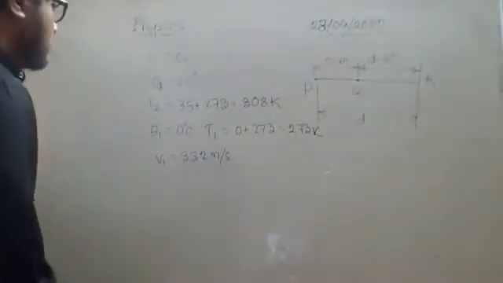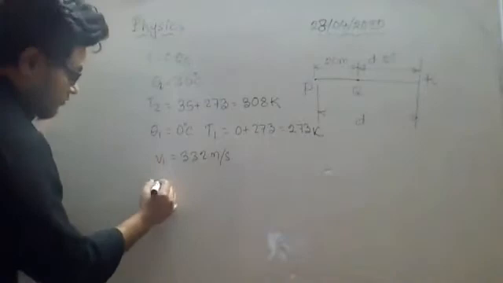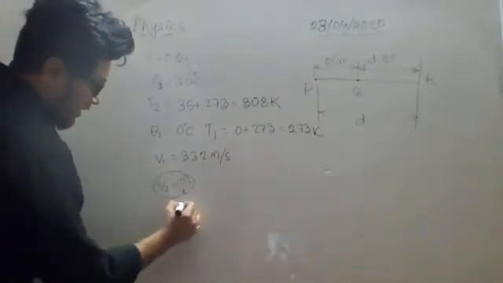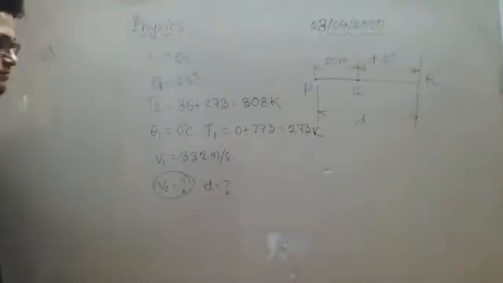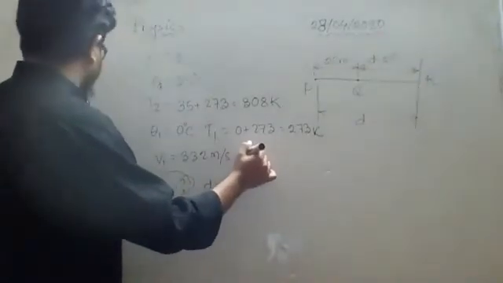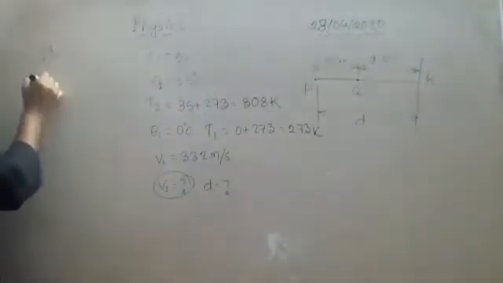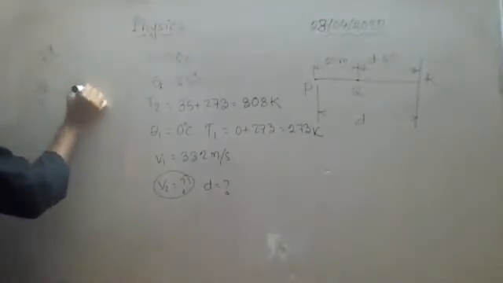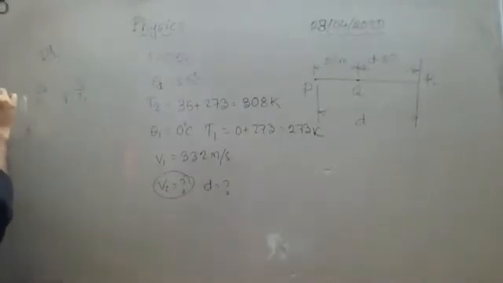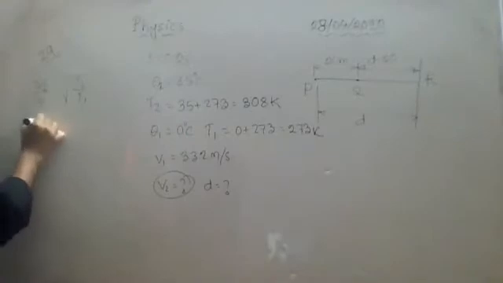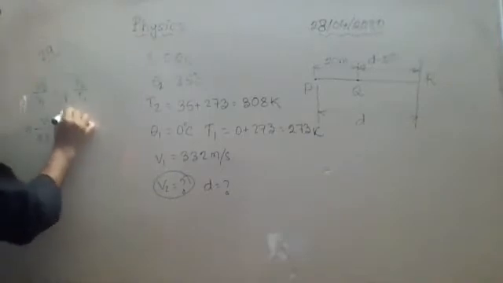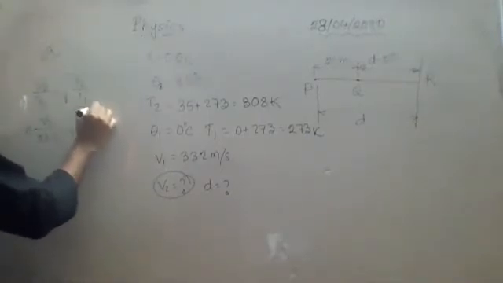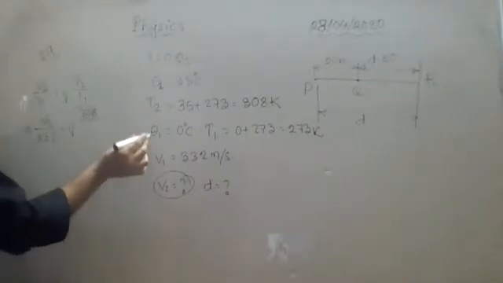We can do this very easily, but before that I need to calculate V2. Then I will be able to calculate the value of D. So how to calculate V2? We know V2 by V1 is equal to root over T2 by T1. Here V2 is what we have to calculate, and V1 is 332, equal to root over T2, which is 308, divided by T1, which is 273.